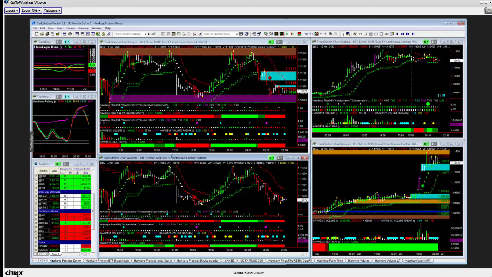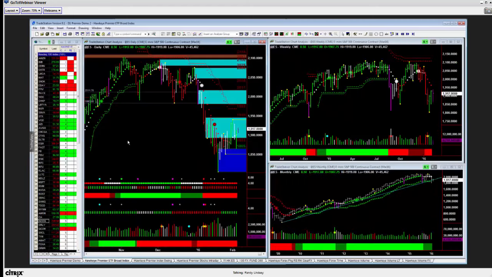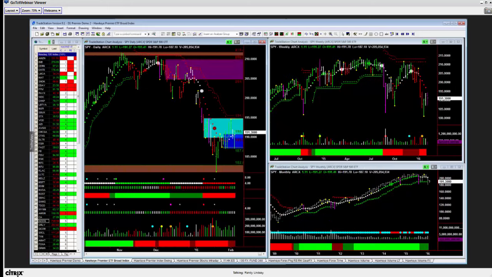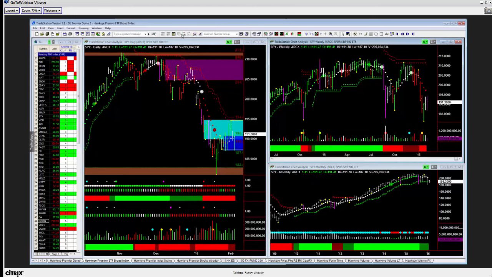Can I show the spider? Absolutely. Let me pull that over here on a longer time frame. There's today's. There's the spider. Longer term, we're looking at the daily, weekly, monthly. Can we pull that up? Absolutely. The zones work beautifully on weekly charts as well.